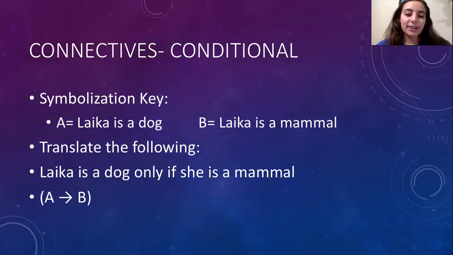What about this one? So you have your answer right here, but I just wanted to show you that same thing. Laika is a dog only if she is a mammal. So again, you have A for Laika, and then she's a mammal for B, and then for only if we don't change the order, and we just put A, arrow, B. So I hope that was clear for you guys. I definitely missed the most points on my midterm because of that conditional, so just keep a close eye on that.